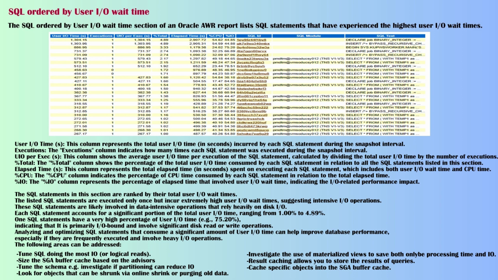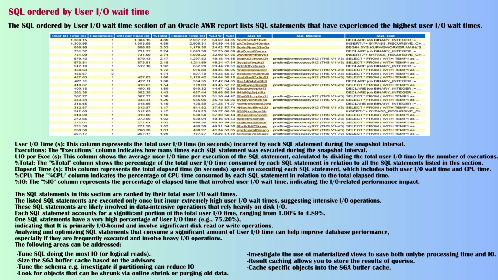Size the SGA buffer cache based on the advisors. Tune the schema, e.g. investigate if partitioning can reduce I/O. Look for objects that can be shrunk via online shrink, leveraging segment advisor, perhaps in conjunction with purging old data. Investigate the use of materialized views to save both online processing time and I/O in general, and possibly to offload processing to a remote DB.